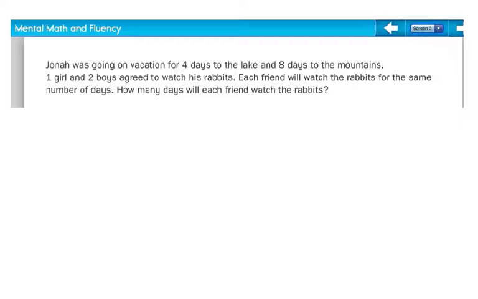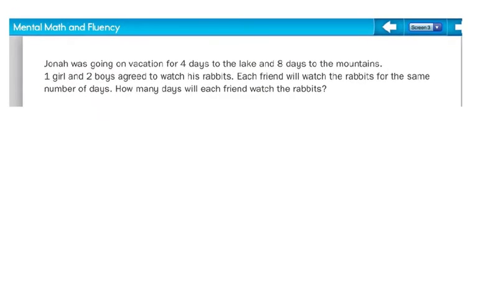So on your whiteboard, it says, Jonah was going on vacation for 4 days to the lake and 8 days to the mountains. 1 girl and 2 boys agreed to watch his rabbits. Each friend will watch the rabbits for the same number of days. How many days will each friend watch the rabbits?